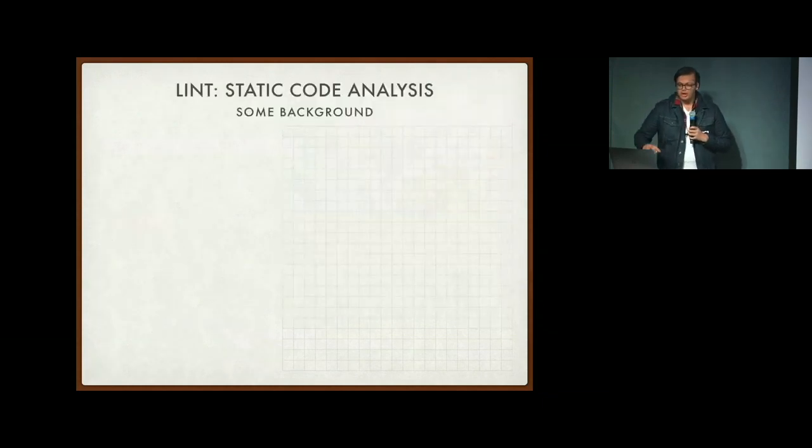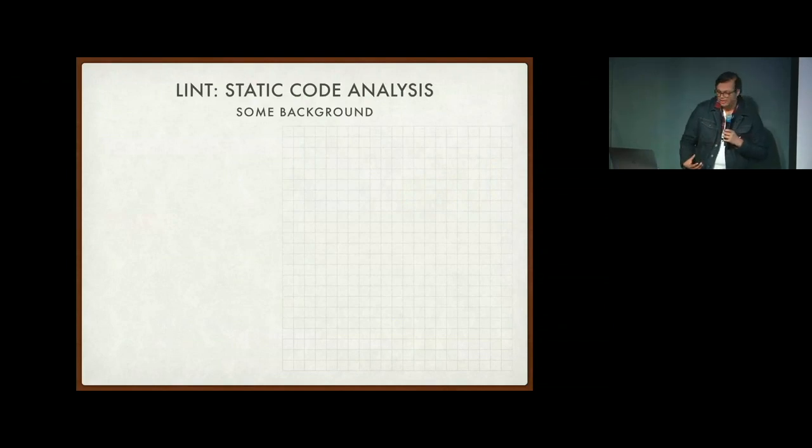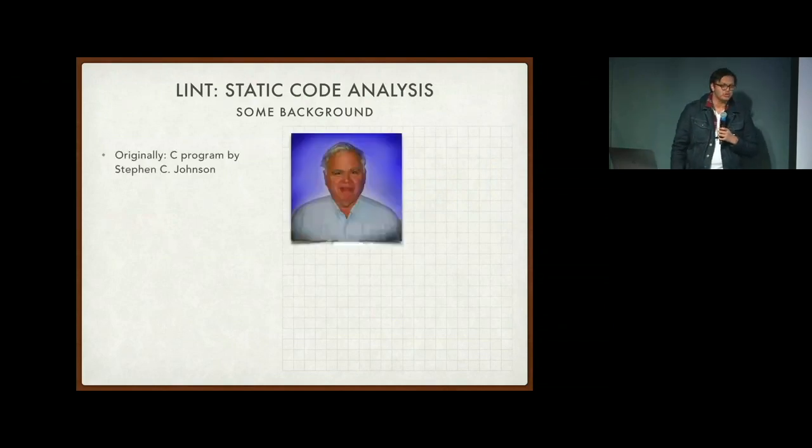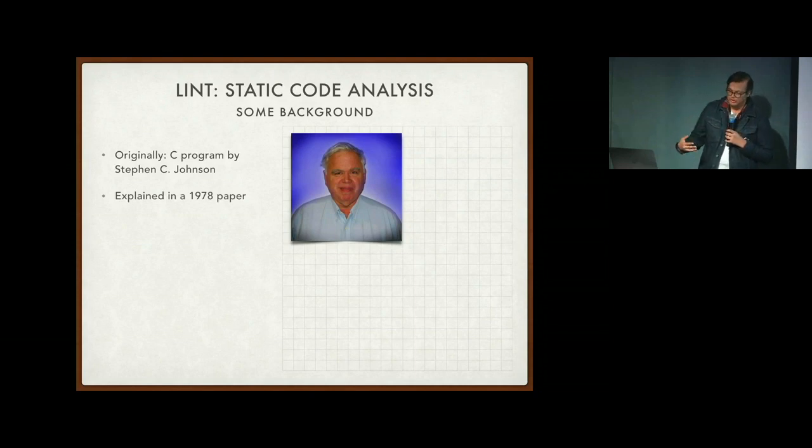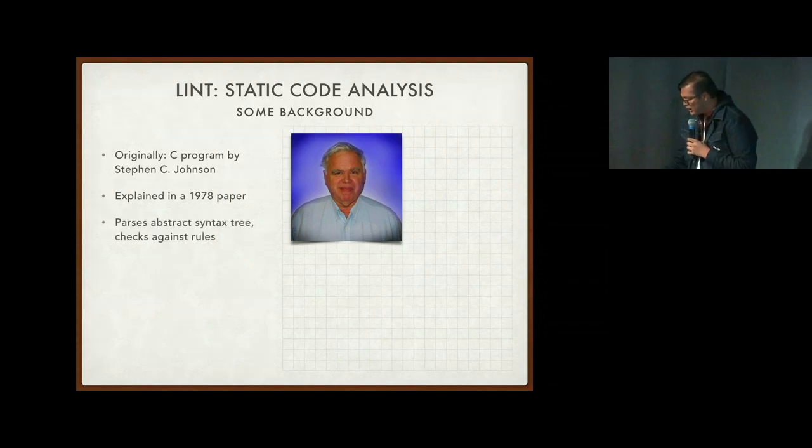So, linting refers to static code analysis. Originally, lint was a C program written by this guy named Stephen C. Johnson when he worked at Bell Labs, primarily for Unix. He explained his motivation and kind of how things are supposed to work in a paper in 1978, so that's an approximation of about when it came out.